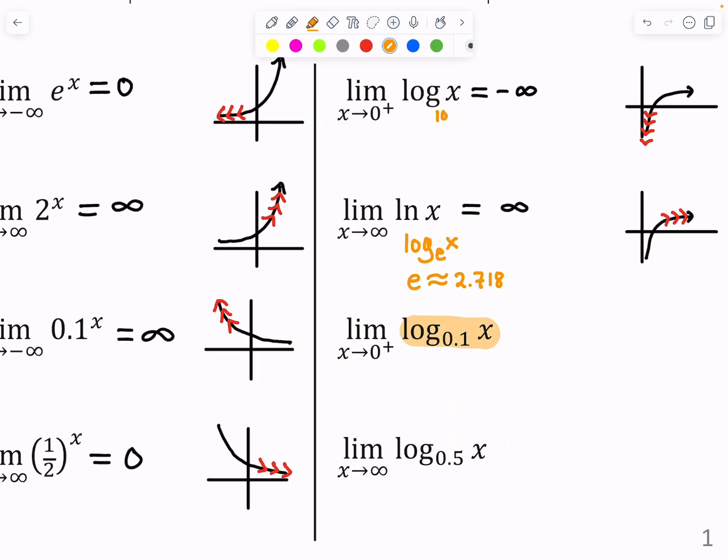Now we have log base 0.1 of x. 0.1 is a base that's between 0 and 1. So we have a decreasing logarithmic graph, and we're doing a limit as x goes to 0 from the right, and the outputs will approach positive infinity.